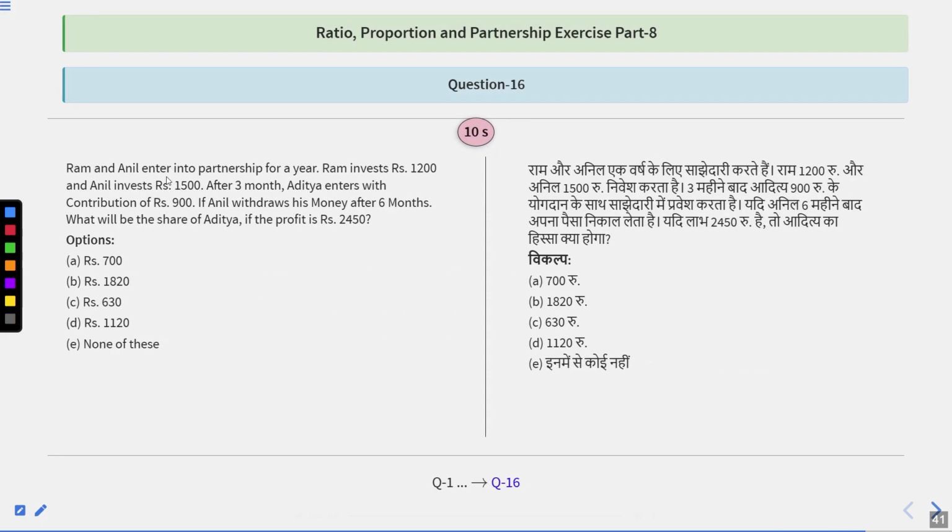Ram and Anil enter into partnership for a year. Ram invests rupees 1200 and Anil invests rupees 1500. After 3 months, Aditya enters with a contribution of rupees 900. If Anil withdraws his money after 6 months, what will be the share of Aditya if the profit is rupees 2450? You have 5 options and 10 seconds to analyze the question. Your time starts now.